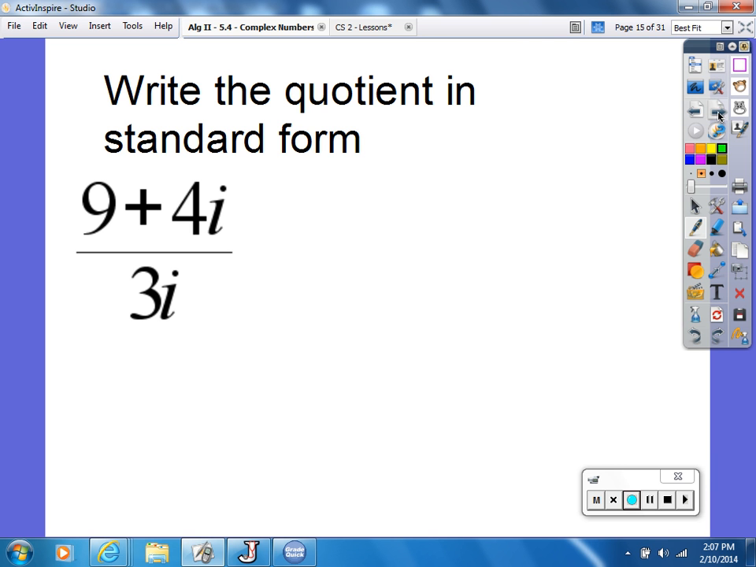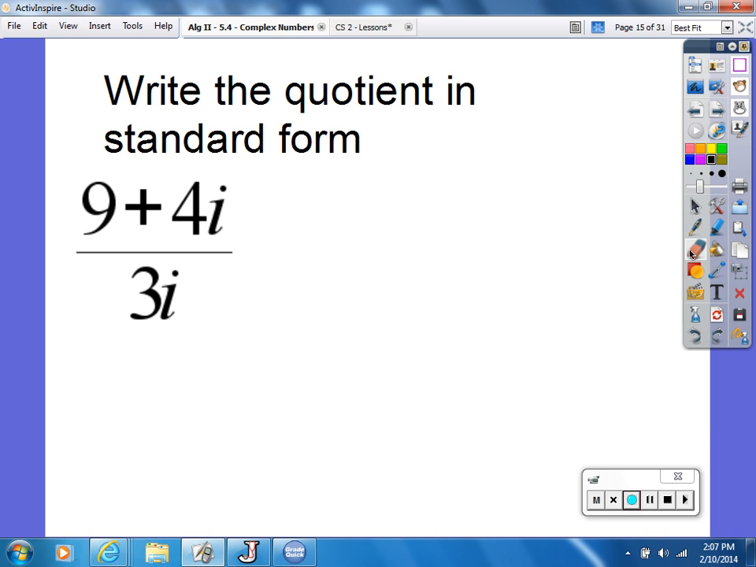Now, before we do this one, what would you do to get rid of that? What would you do to this problem? Multiply it by the square root of 5 over square root of 5. So you repeated what was on the bottom, right? Yeah. So what's on the bottom of this one, Caleb?